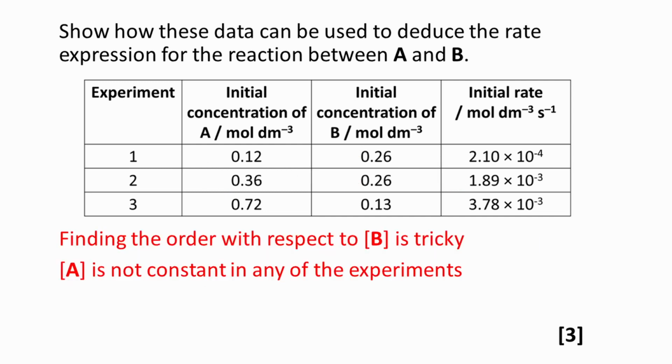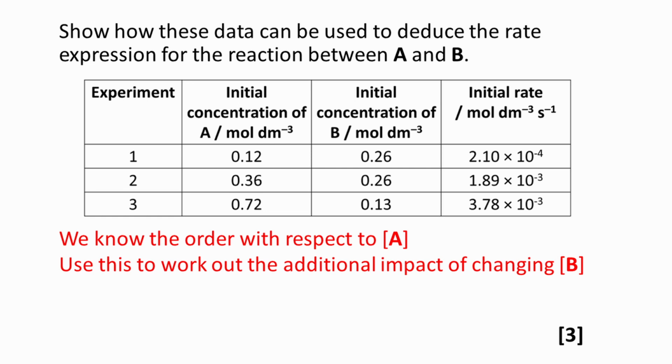Finding the order with respect to the concentration of B is tricky. The concentration of A is not constant in any of the experiments. We know the order with respect to the concentration of A. We need to use this to work out the additional impact of changing the concentration of B.